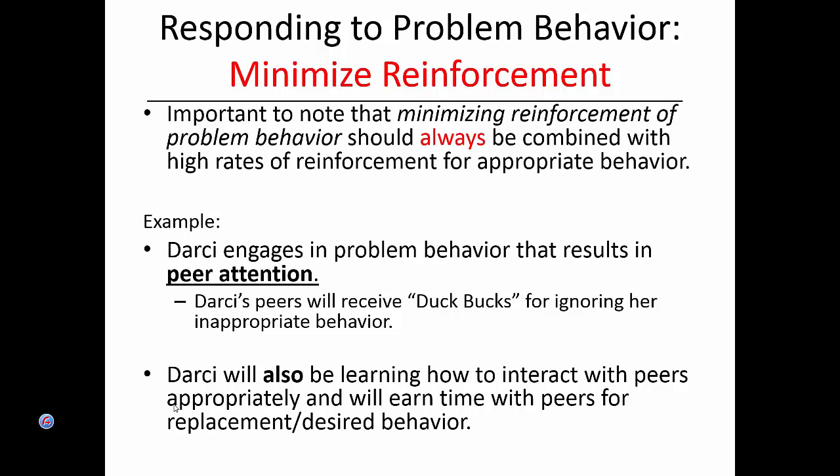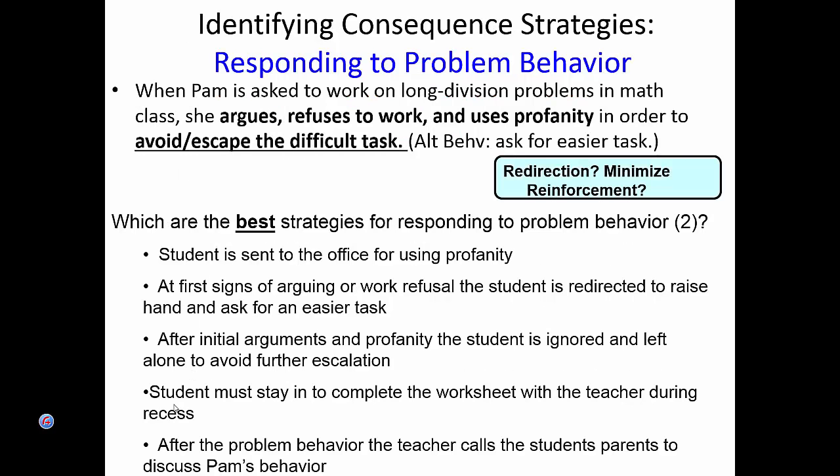Darcy may also be getting social skills instruction, and so we may want to encourage the peers and create scenarios and opportunities for peers to interact with Darcy so that she's, again, reinforced for engaging in some of those pro-social behaviors she might be learning in social skills instruction. All right, so we've got a couple of examples here. We're going to have you think about what the best strategies or responses are.